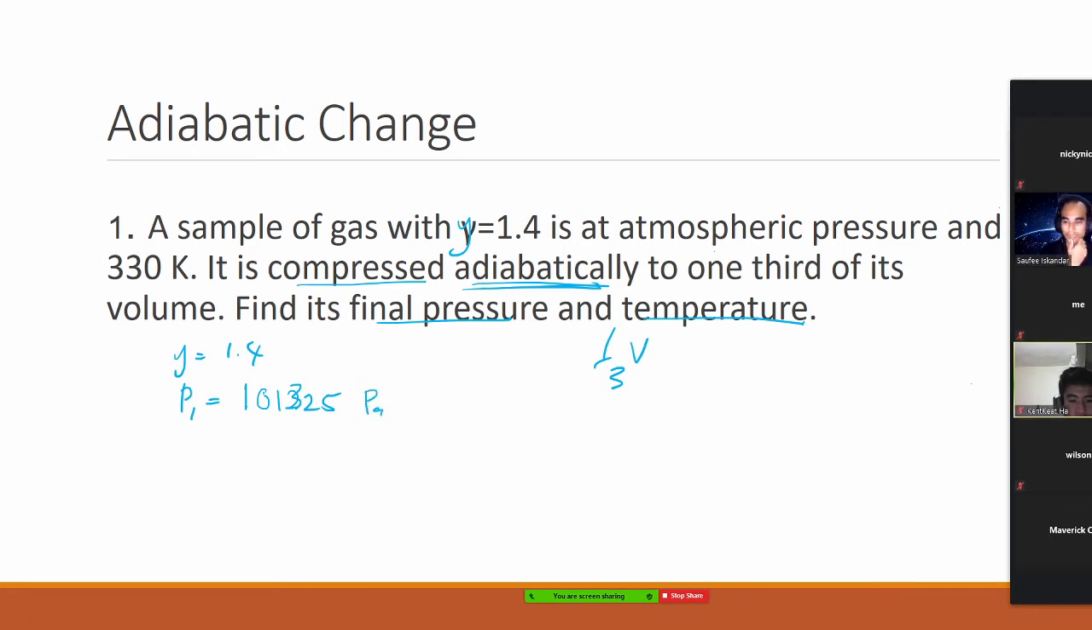The gas is compressed to 1/3 of its volume, so actually V1 over V2 equals 3 over 1. We need to find the final pressure and the temperature.